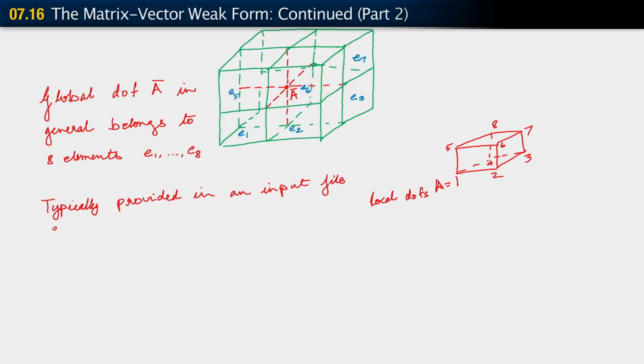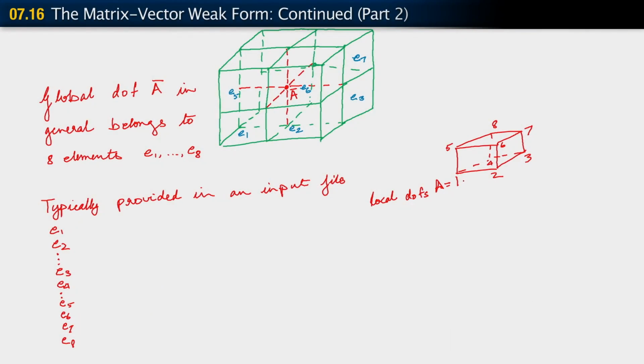E1, E2, that is how I indicate that they need not be sequential in numbering, right? E3, E4. So the elements don't have to be sequential. E5, E6, E7, E8. Okay, so the elements surrounding node A bar, the elements to which node A bar belongs, do not have to be sequentially numbered in our global mesh.